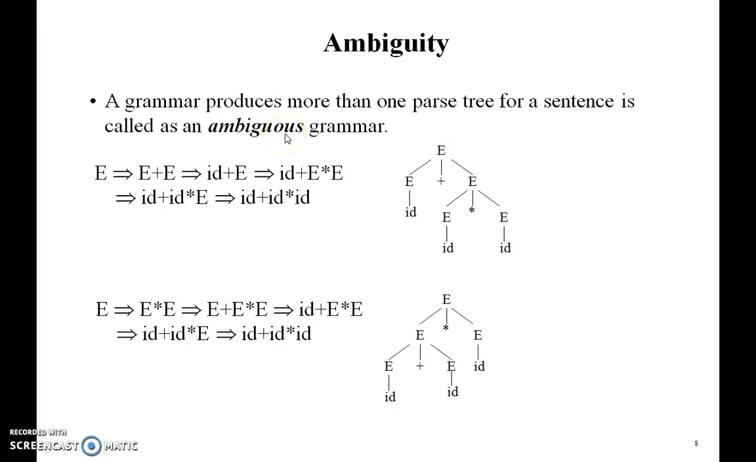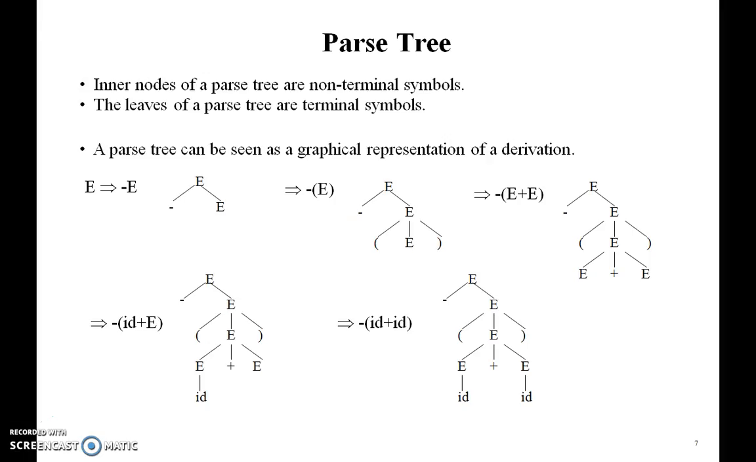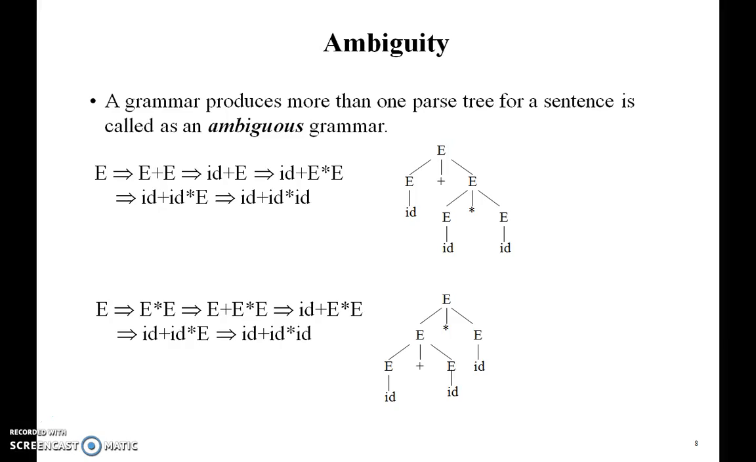In grammar, there are two important types. One is ambiguous grammar, another is called non-ambiguous grammar. Ambiguous grammar is one of the important terms which we consider inside the syntax analyzer. That is, a grammar that produces more than one parse tree is called an ambiguous grammar.